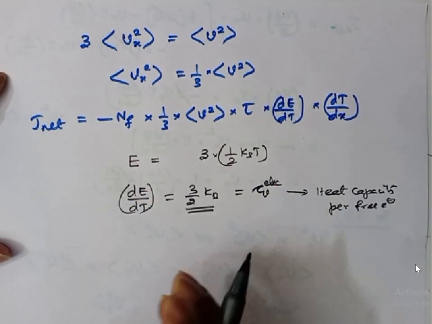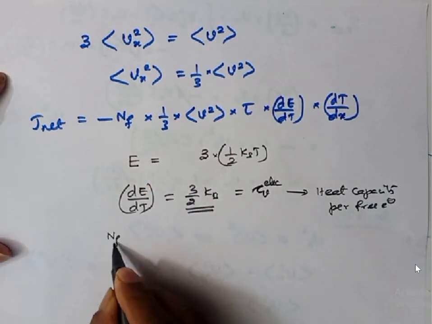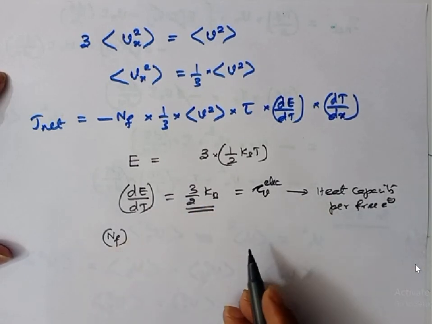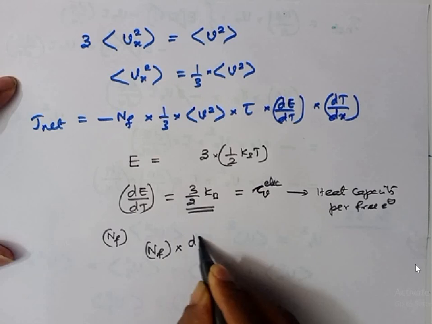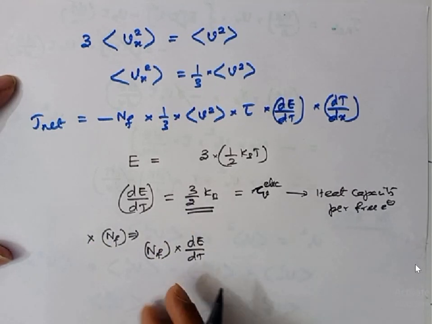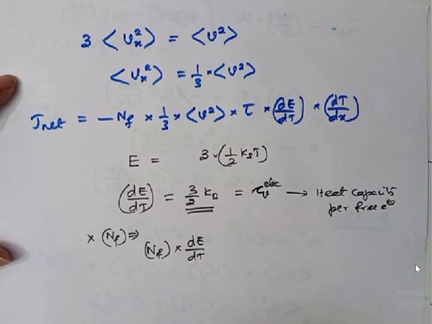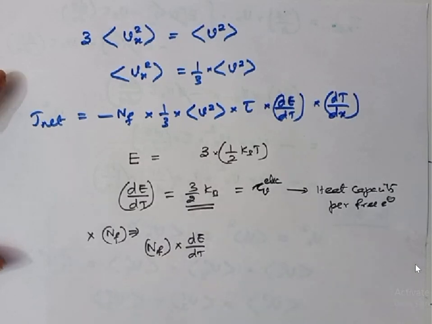But what our focus is, is what is the heat capacity for nF electrons? For one electron, this is the heat capacity. For nF electrons, we have to multiply this by nF. Therefore, if I multiply both sides by nF, what we'll get is nF into dE by dT. Why are we multiplying? Because dE by dT will give you heat capacity per free electron. What we want is the heat capacity for nF electrons. What is nF? Number of free electrons per unit volume.